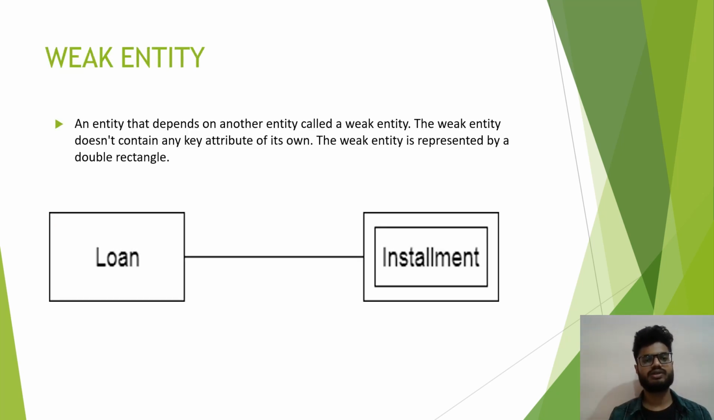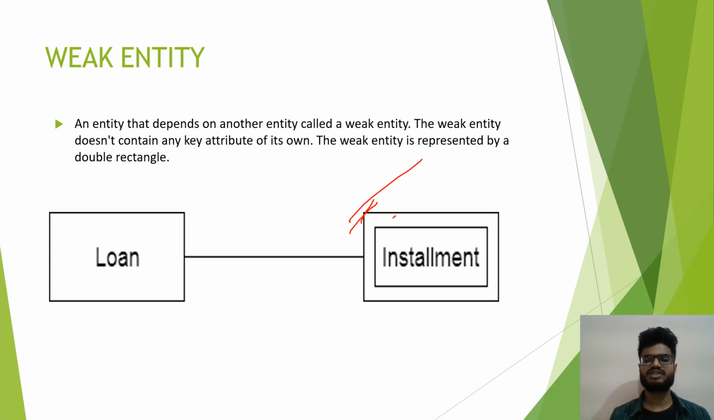A weak entity is one that depends on another. One entity which depends on another is known as a weak entity. The weak entity doesn't contain any key attribute of its own, and the weak entity is represented by a double rectangle, as I told. So this dependent example is a weak entity. On the other hand, strong entities are independent and individual. They have their own key attribute values. They are usually used as a primary key, but here we cannot use it as a primary key. We use a partial key in weak entities.